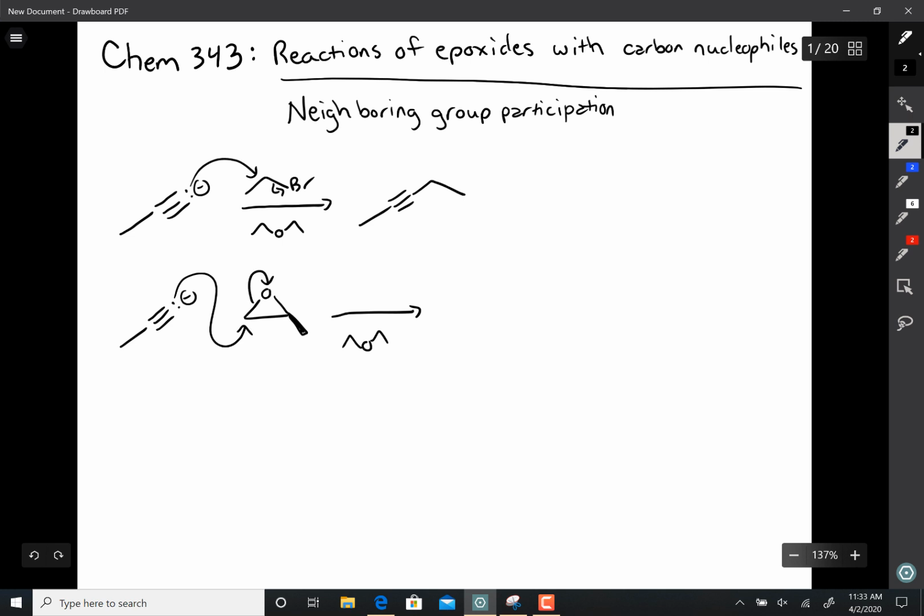And so the nucleophile attacks. It's a basic nucleophile, capable of doing SN2 and E2. Epoxides have a tendency to just do SN2 reactions. And since it's a basic nucleophile, the acetylide is going to attack from the less hindered side, giving this molecule here.